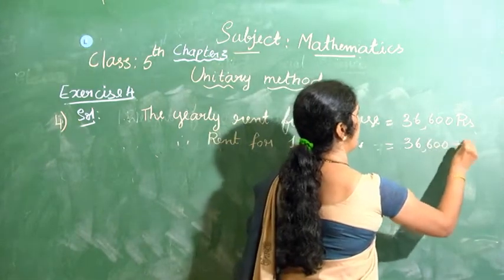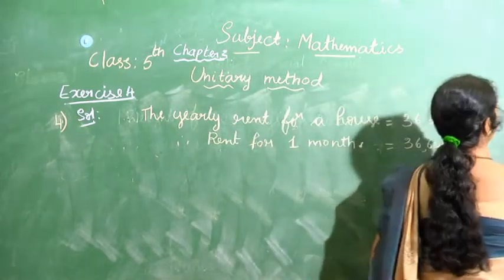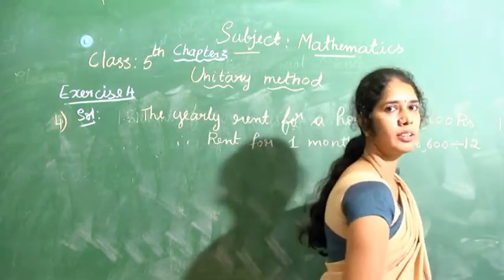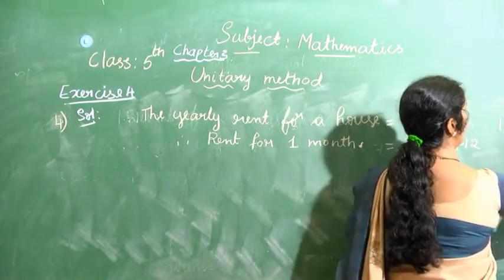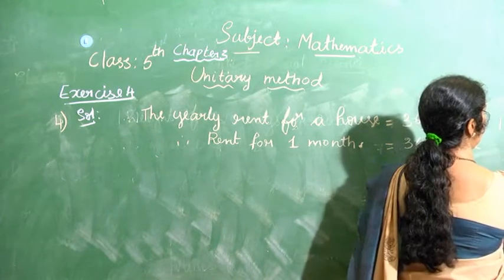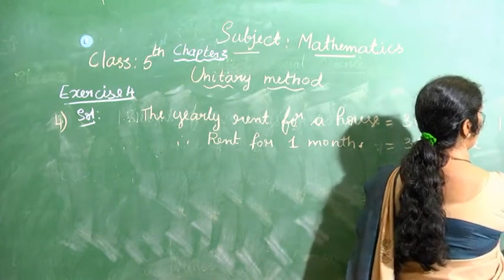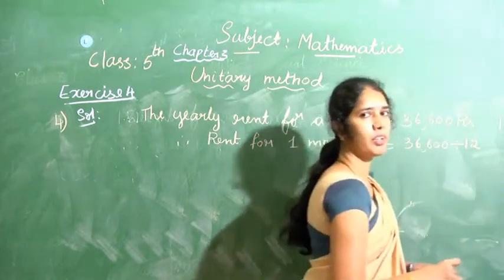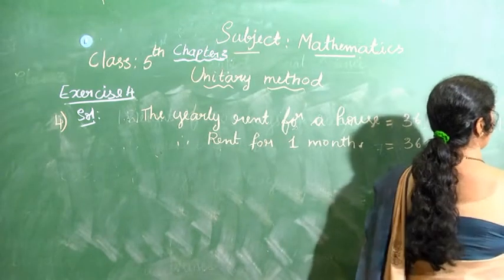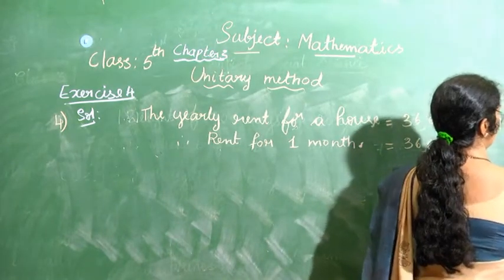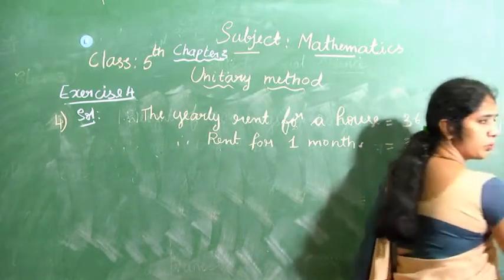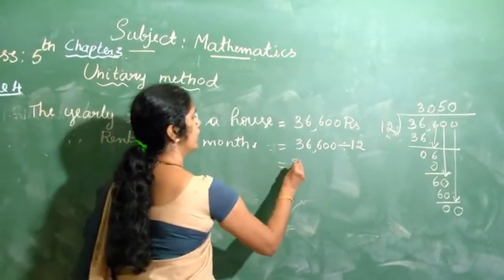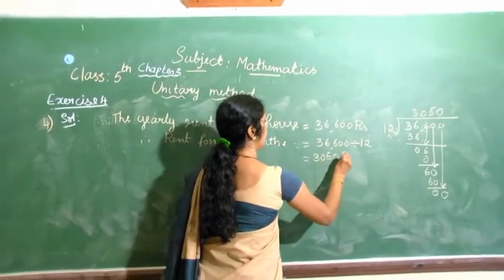36,600 divided by 12. 12, how much are 36? 12 3s are 36. 0. Take this 6. So not divisible. 12 zeros are 0. 6. Take this 0. So what will we get? 12 5s are 60. That is equal to 0. 60 minus 6. Take this 0, not possible. So put that 0 here. So what will we get here? 3050 rupees for 1 month.